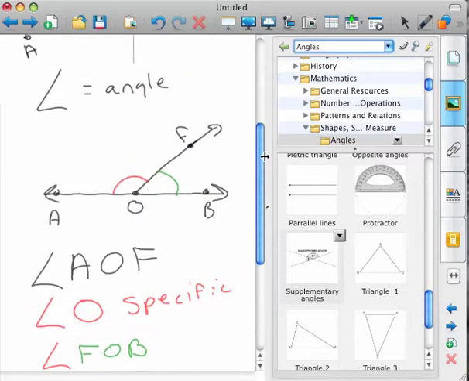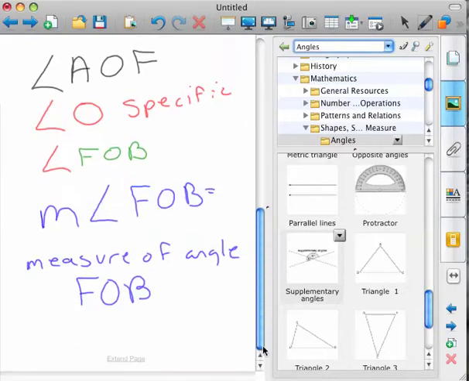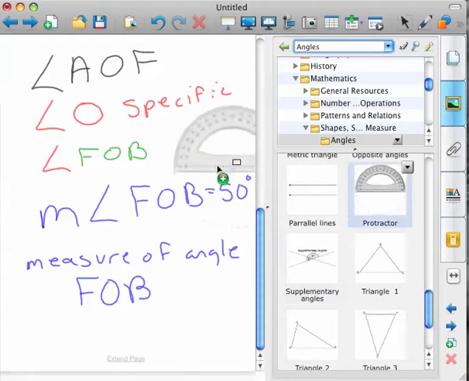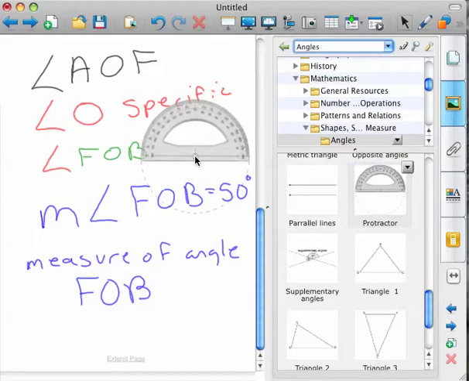I'm not gonna do that. I'm just gonna say it looks like what? 50 degrees maybe. So the measure of angle FOB looks like it's 50 degrees. I guess we could have pulled out a protractor and set it up there and measured it, but we'll just assume it's 50 degrees. That's a good enough estimate for this video.